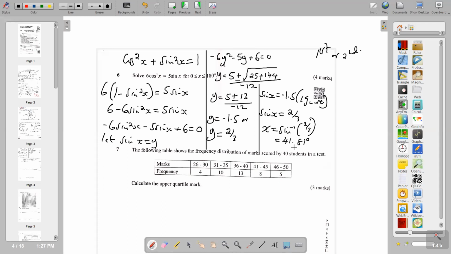So meaning that x, now your solution will be x is equals to 41.81 degrees or 138.19 degrees.